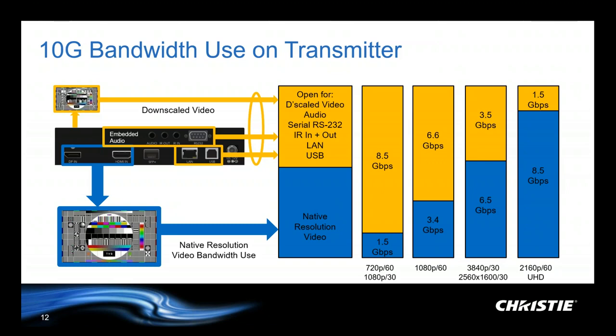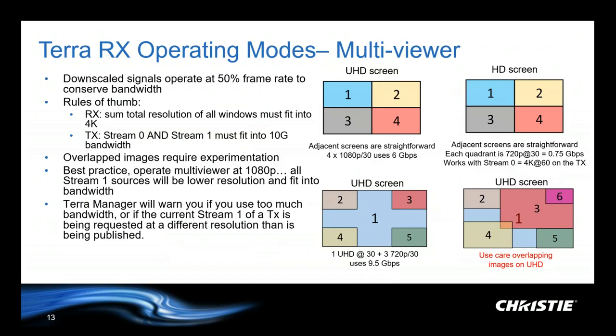So what this means is that on the TX side, the maximum bandwidth that the TX can actually publish onto the network is 10 gigabytes. So stream 1 has to be able to fit into what's left of the bandwidth once stream 0, the native resolution, is published on the network. And so to be able to do that, what Terra does, it actually cuts the frame rate to 50% of what it is.